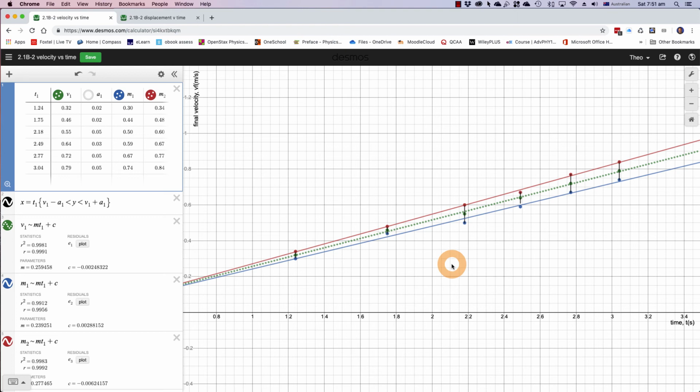Okay, so hopefully that gives you something to work with. So all the experiments you'll do from here on in, this is how you'll perform the error analysis.